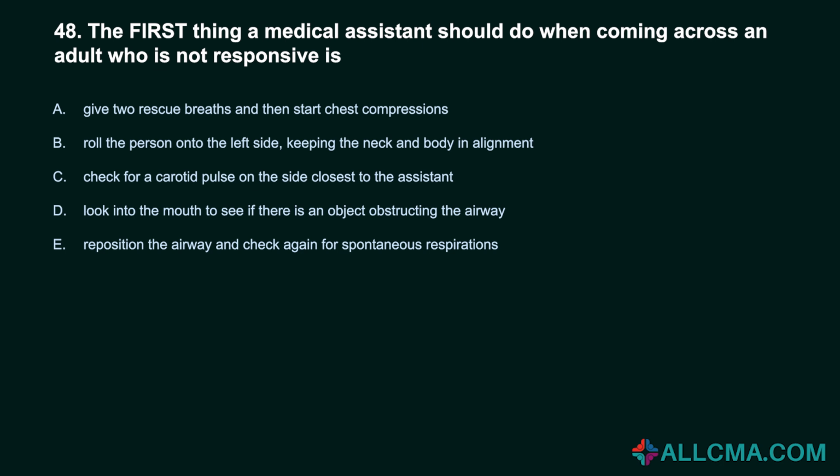48. The first thing a medical assistant should do when coming across an adult who is not responsive is: A. Give 2 rescue breaths and then start chest compressions. B. Roll the person onto the left side, keeping the neck and body in alignment. C. Check for a carotid pulse on the side closest to the assistant. D. Look into the mouth to see if there is an object obstructing the airway. E. Reposition the airway and check again for spontaneous respirations. Correct answer: C. Check for a carotid pulse on the side closest to the assistant.